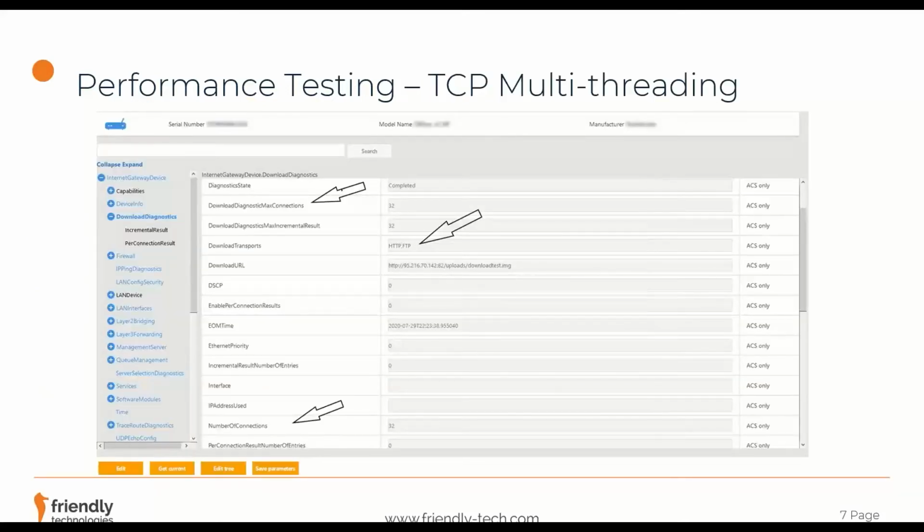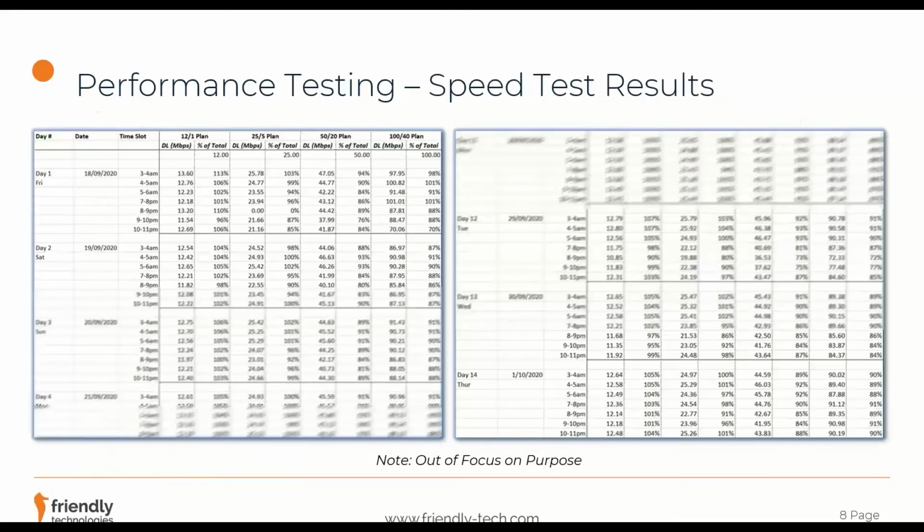And this is typically what it looks like in the data model. If you look at the ACS data model of your device, you will find somewhere in the data tree a download diagnostics object. In that, for example, here you see the download diagnostic max connections, the download transport. This device supports both FTP and HTTP, so you could configure to do either, and the number of connections. You'll also see the download URLs and other settings. We'll show you that in the live demo very shortly.